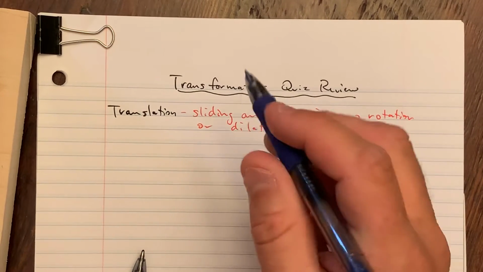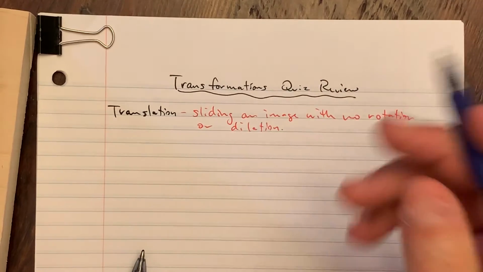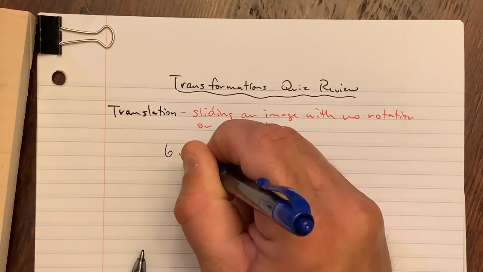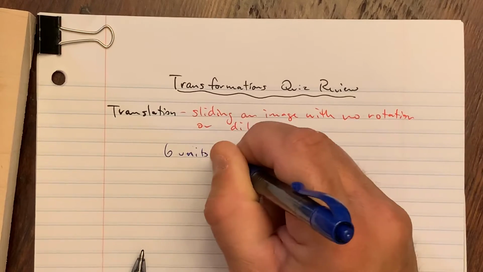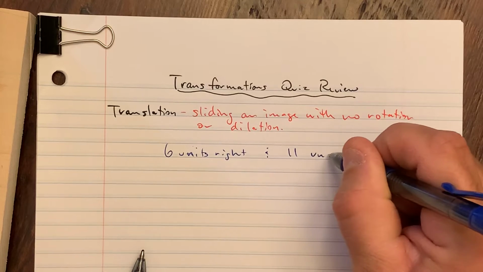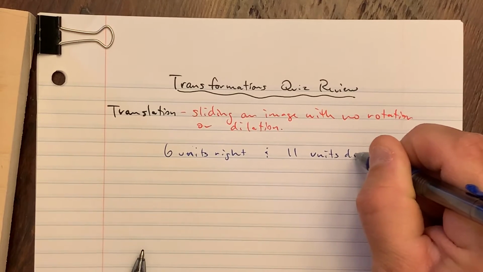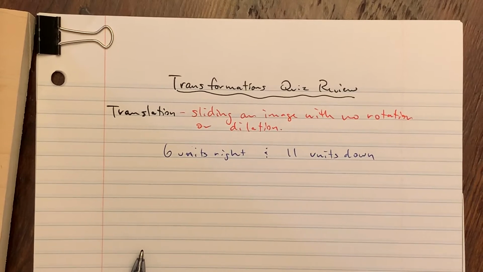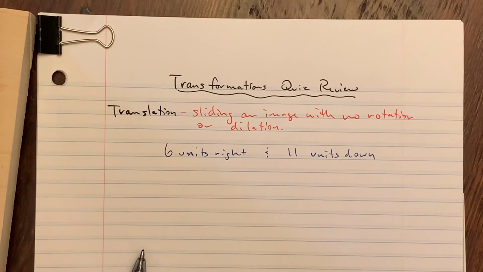Sometimes I just give you the direction and say, take your image, slide it 6 units right and 11 units down. So then you just take each corner, you move it 6 to the right and 11 down, put the new point, and do that for all your vertices on that image. Plot them, make sure you put your primes down, okay?